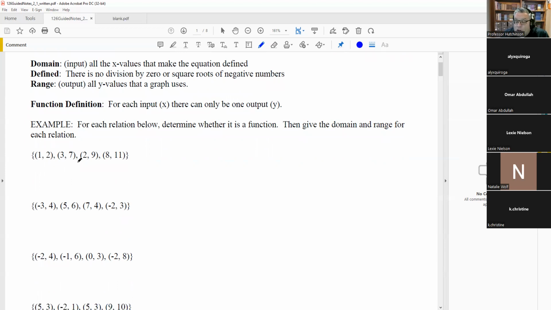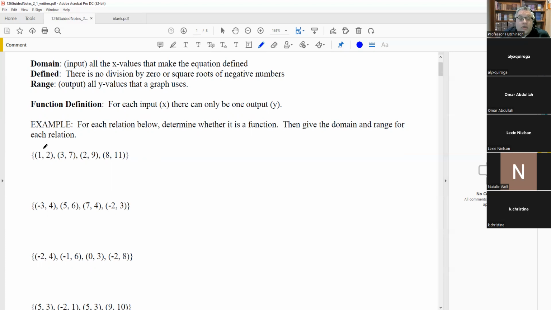We have lists of points. So if you have a set of points, that's called a relation. That's basically what we have down here. Each of these relations is just a set of points. We want to determine which one is a function, and then it says give the domain and range for each relation.